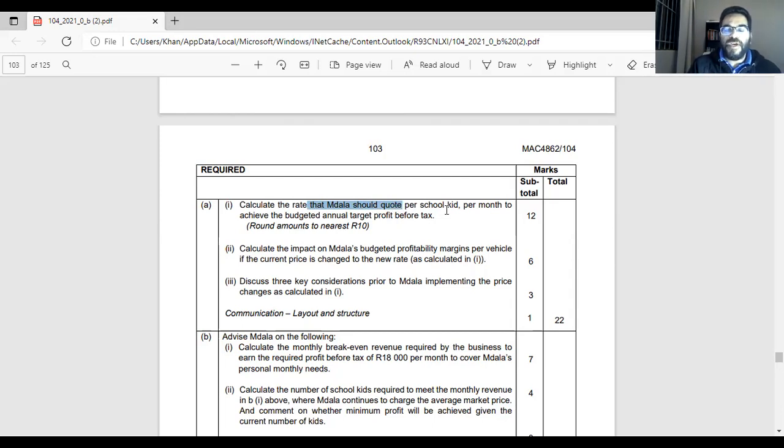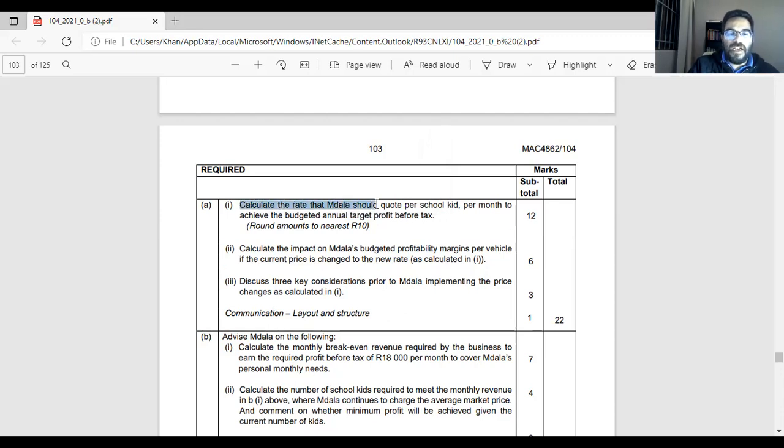Calculate the rate per school kid. In other words, calculate the selling price per unit. Selling price being the rate, per school kid being per unit. So just be aware of that, okay? But they don't want it on an annual basis. They want it on a per month basis to achieve the target profit before tax. Now, the formula we dealt with was break even. This formula is not break even. This formula is target profit. But I'll show you, you just add target profit to the formula and then we get to the answer. Okay, so just see, it sounds more complicated when you read it like this.